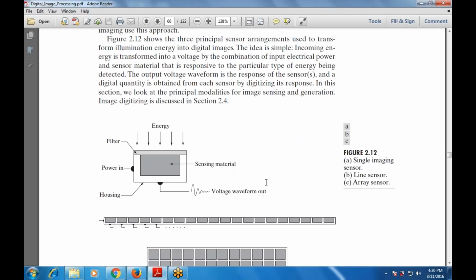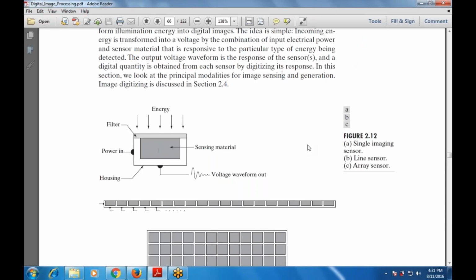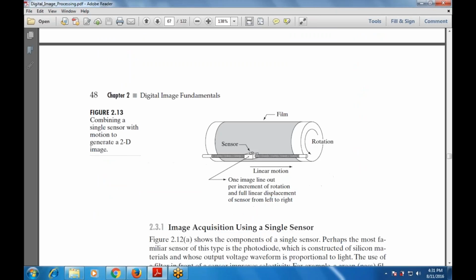Now, this figure shows, first, a single imaging sensor. There is a filter, energy, power in, housing, voltage waveform out, and sensing material. These are the various forms of energy that are being transformed. The next one is a line sensor, where the sensors are arranged in a sequence. Then the next one is the array sensor. So: single imaging sensor, line sensor, array sensor.